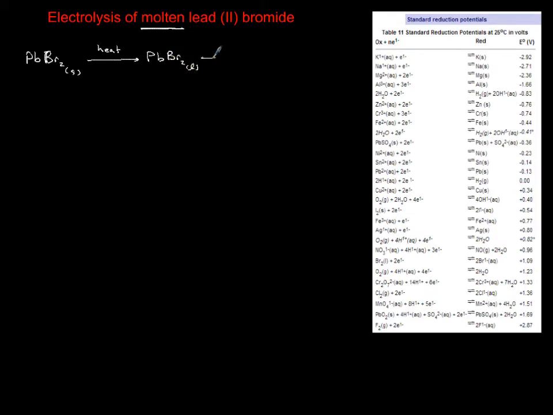Now what happens is once you have it in molten phase, there are going to be free ions. So you will have lead 2 plus molten and bromide, 2 of them, molten. Now what happens to lead? As soon as you put electrodes of a battery into it, or electricity, lead is going to gain 2 electrons: Pb2+ plus 2 electrons.